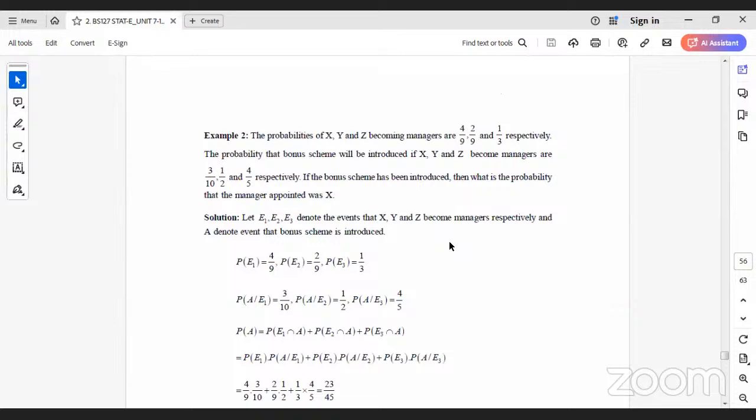The second problem, the probabilities of X, Y, Z becoming managers are 4/9, 2/9 and 1/3 respectively. The probability that the bonus scheme will be introduced if X, Y and Z become manager is 3/10, 1/2 and 4/5 respectively. If the bonus scheme has been introduced, then the probability that the manager appointed was X. Let E denote X, Y, Z becoming the managers respectively.